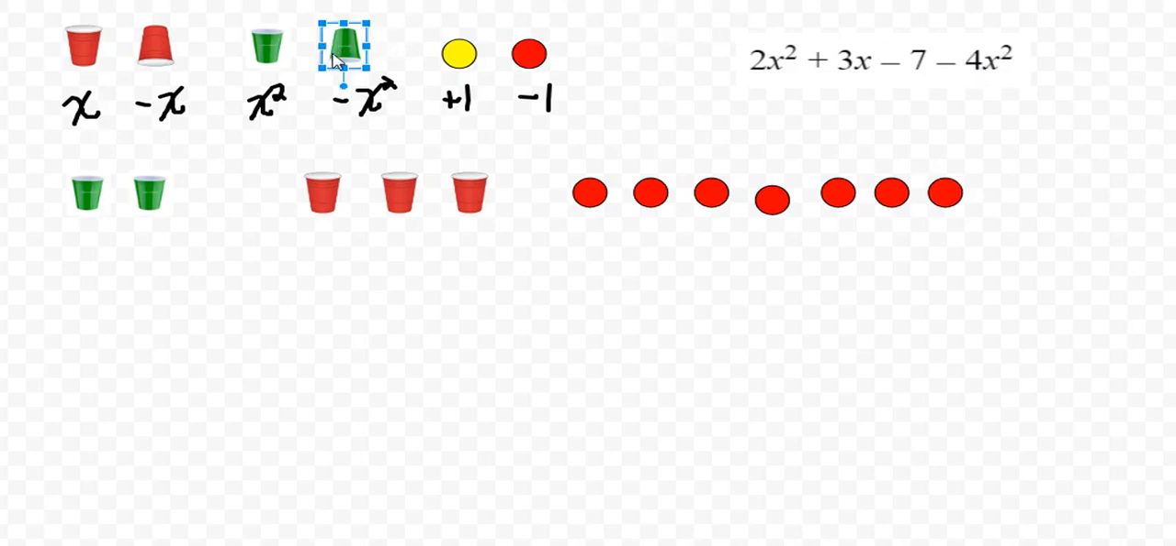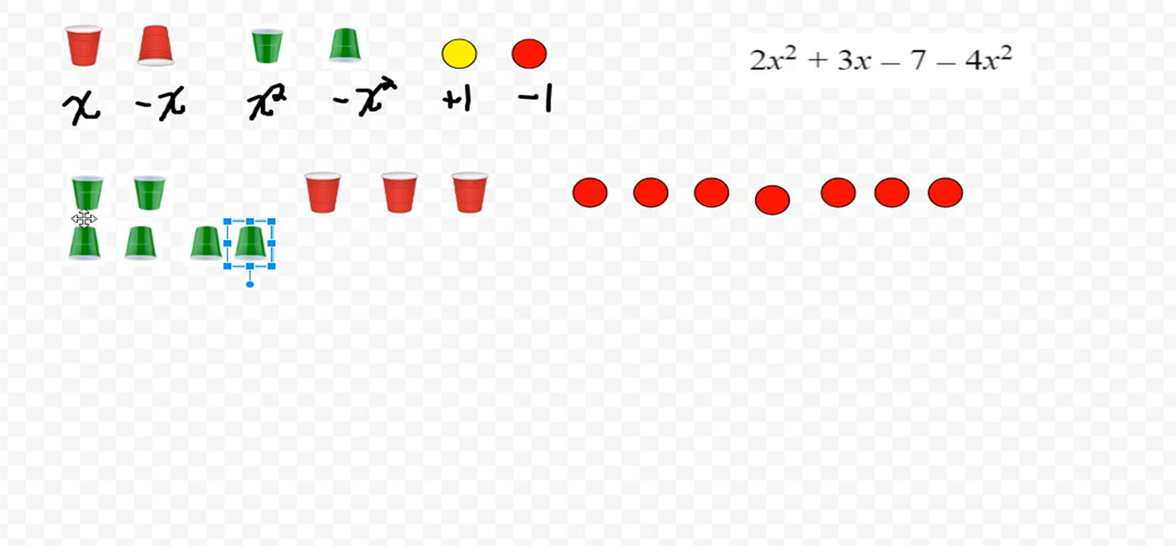So I'm going to need 4 of my green cups upside down. Get those pasted in here. 1, 2, 3, 4. Now you can see red cups and green cups aren't going to combine. We can't put those together.